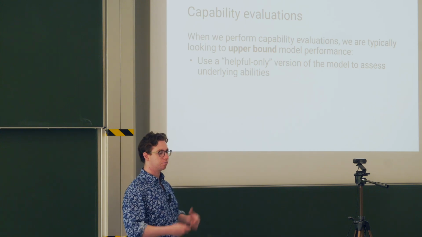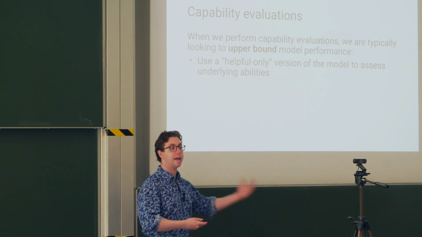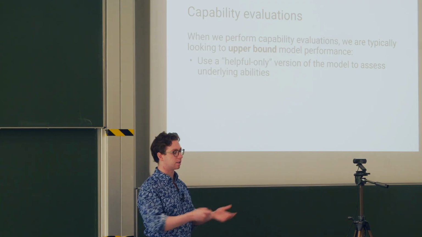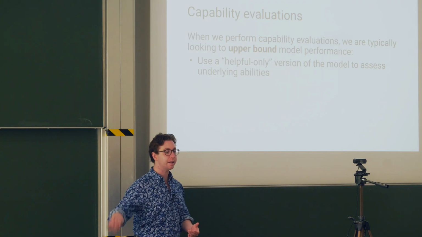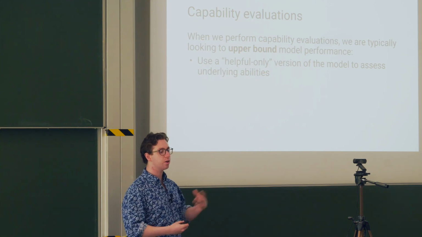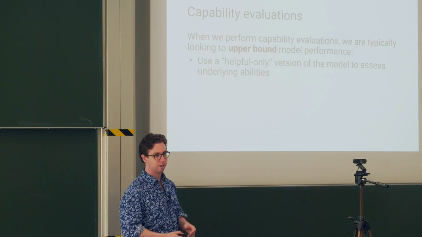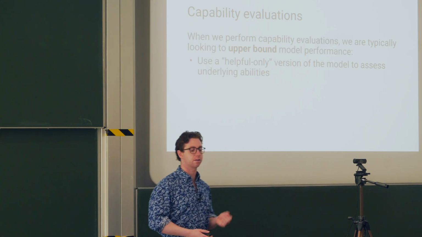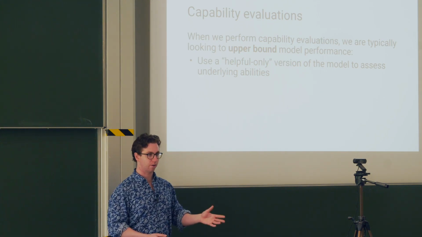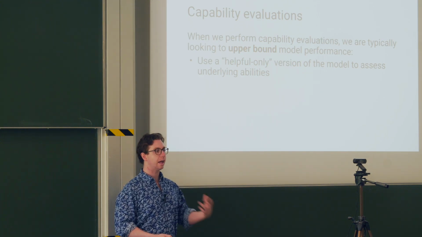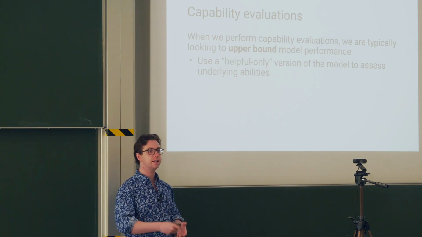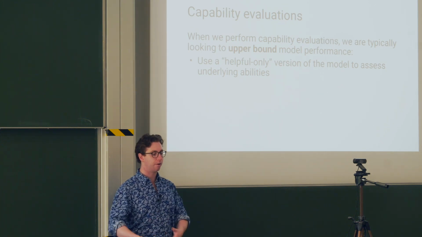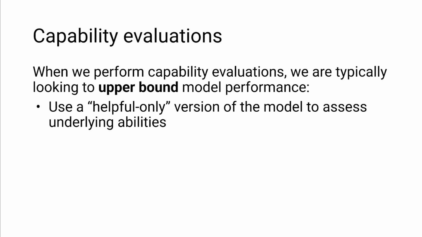And so to assess what the model is able to do, and to distinguish this from a test of what the model has a propensity to do, you often use a version of the model that's only been helpful trained. So you don't train on any of the refusal behavior, you train it just to follow instructions. And you're interested in if an adversary got their hands on a model and was able to jailbreak it into a point where it did just follow instructions, how harmful would the model be? So use a helpful only version of the model.